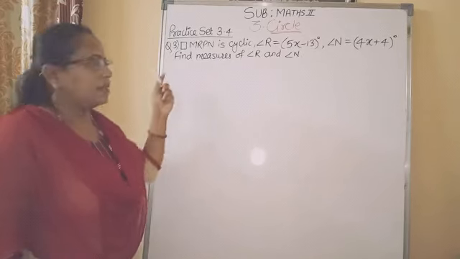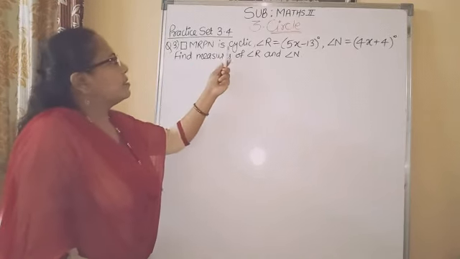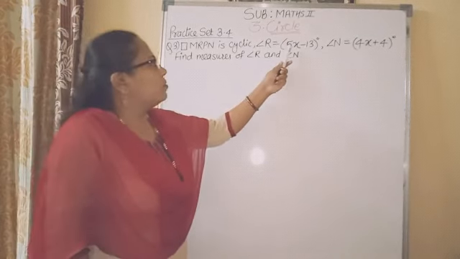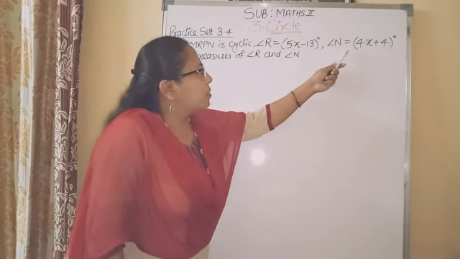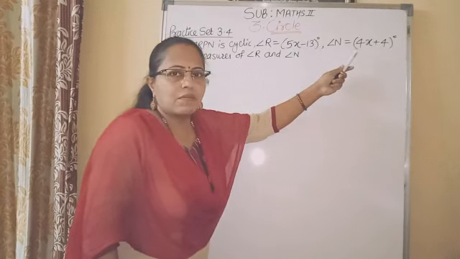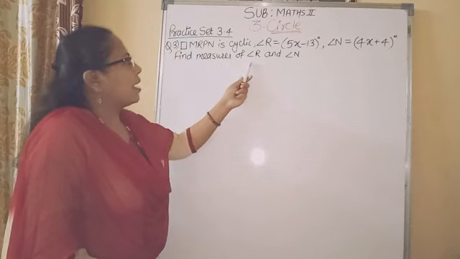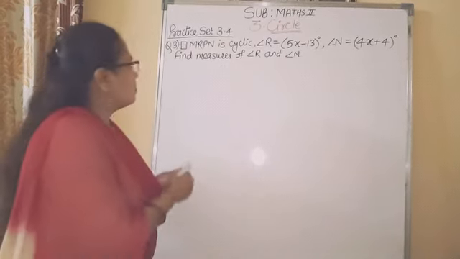Question number 3. Quadrilateral MRPN is cyclic. Angle R equal to 5x minus 13 degree. Angle N equal to 4x plus 4 degree. Find measures of angle R and angle N.